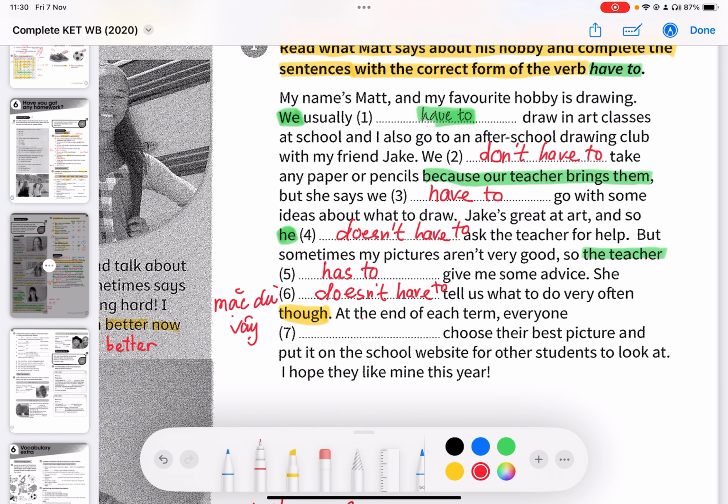At the end of each term học kỳ. At the end of each term, mỗi học kỳ, everyone choose the best picture and put it on the school website for other students to look at. Tất cả mọi người trong lớp mỹ thuật ấy chọn bức tranh đẹp nhất của họ và treo chúng hoặc là đăng chúng lên trên website của trường để cho những học sinh khác được nhìn thấy. So, phải or không cần? Yes.